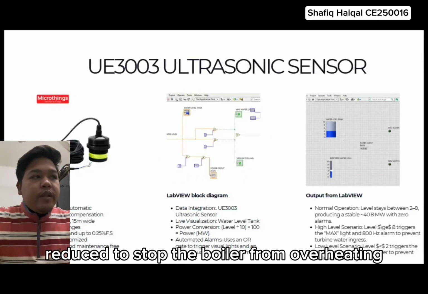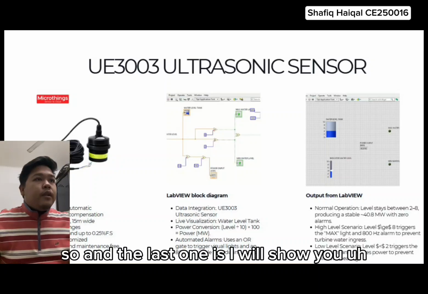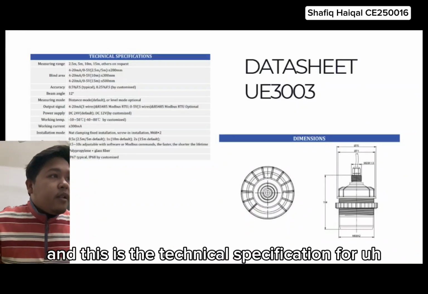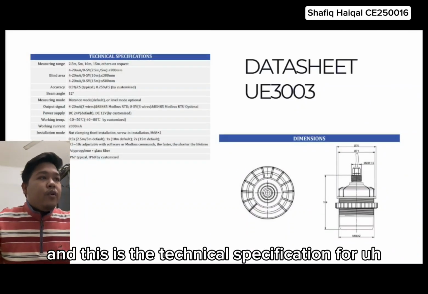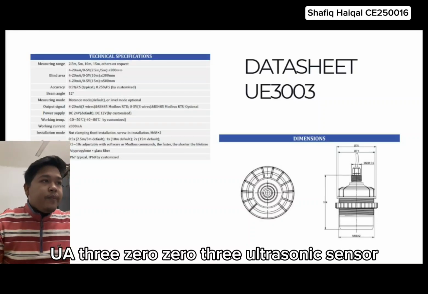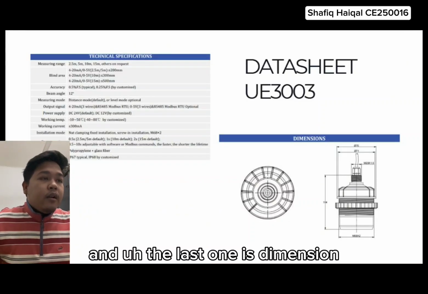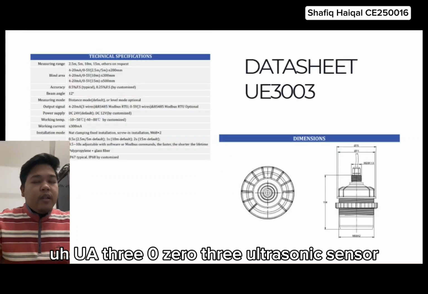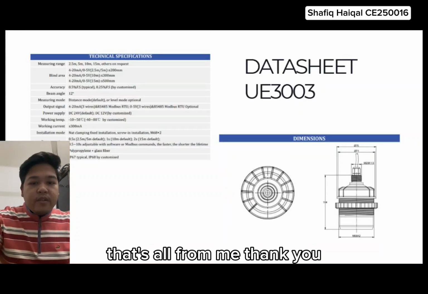the boiler from overheating. And the last one, I will show you the technical specification. This is the technical specification for the UE3003 ultrasonic sensor. And the last one is the dimension of the UE3003 ultrasonic sensor. That's all from me. Thank you.